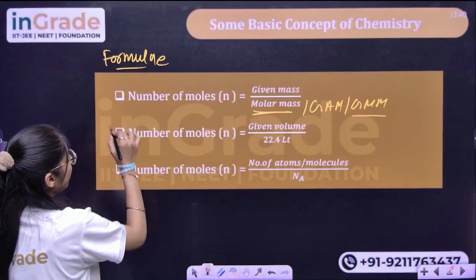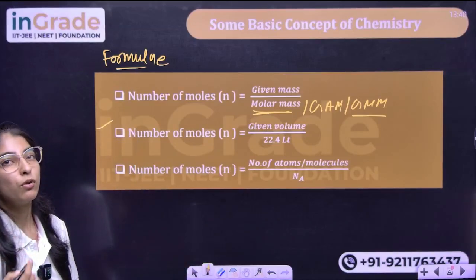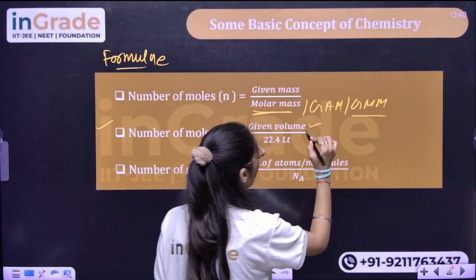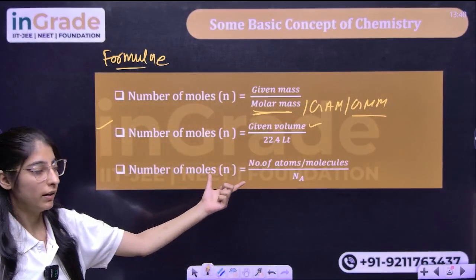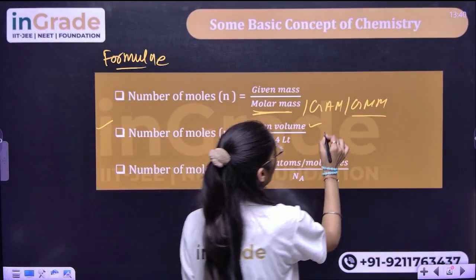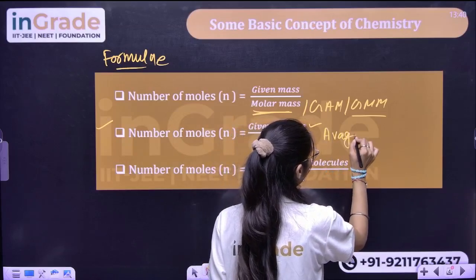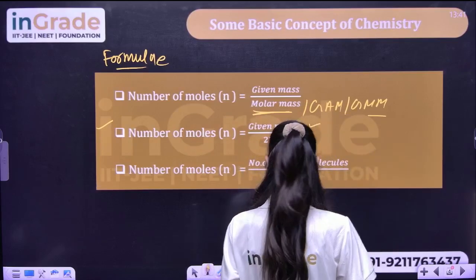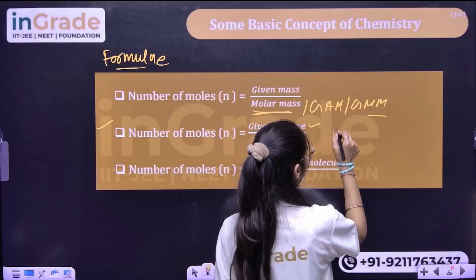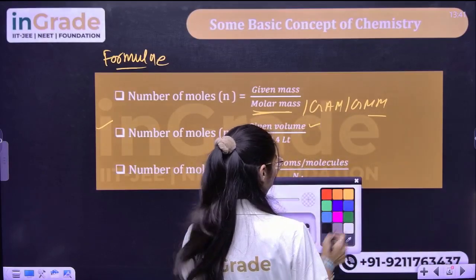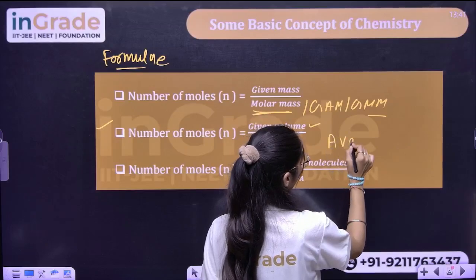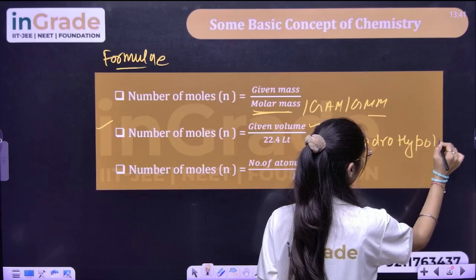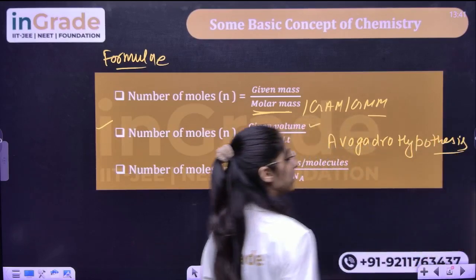If we want to calculate number of moles in terms of volume, then we will apply this formula, which says given volume upon 22.4 liter. This formula comes from your Avogadro hypothesis, which we are going to cover in this lecture.